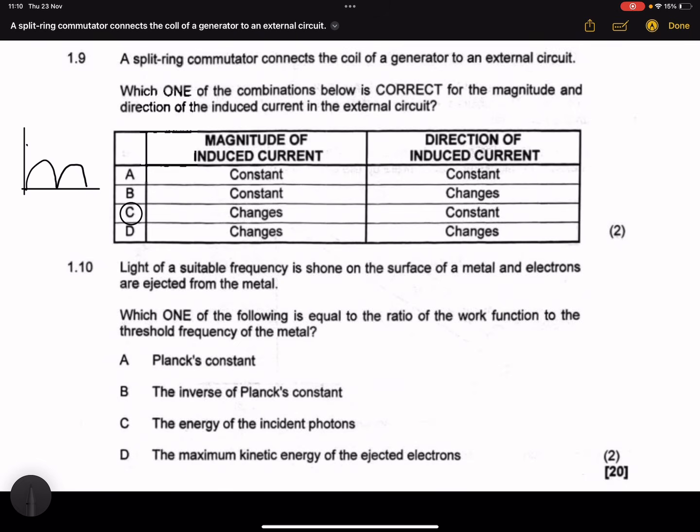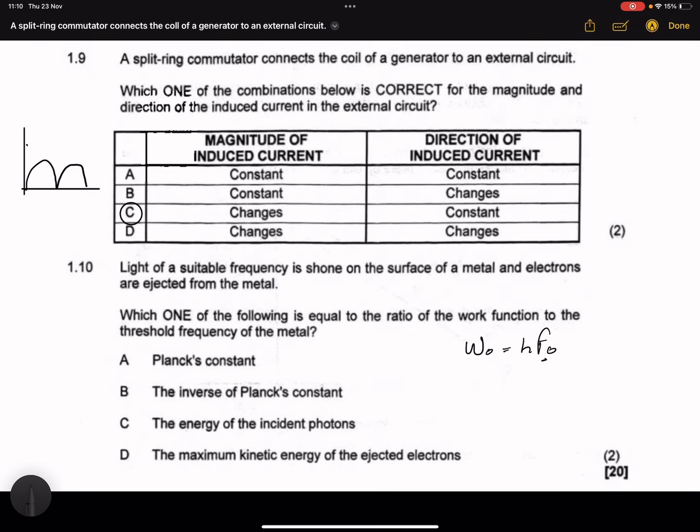And finally, they say to us, a light of a suitable frequency is shone on the surface of a metal, and electrons are ejected from the metal. Right, they ask which one of the following is equal to the ratio of the work function to the threshold frequency. Now remember guys, when it comes to the work function, we know that the work function is hf0, where f0 is the threshold frequency.